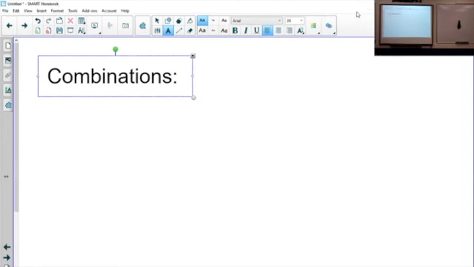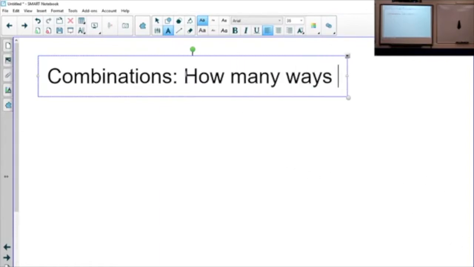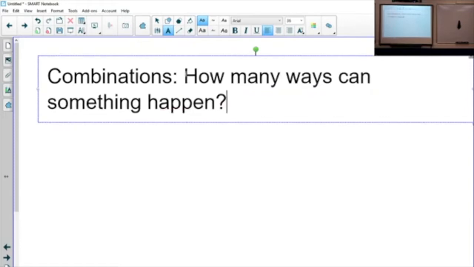And combinations are going to be about talking about how many ways can something happen. And the reason that this is going to be related to probability when we get to it is because if you think about it, probability is the number of times that we get an outcome out of the number of possible outcomes. And so to do this calculation, sometimes we need to know how many different ways a certain outcome can happen in order for us to get the probability.